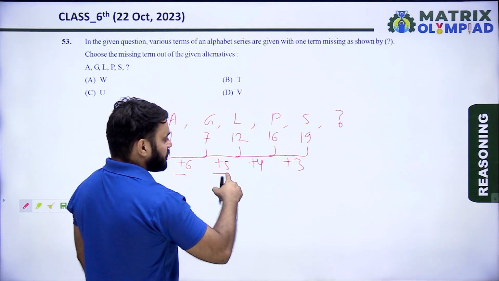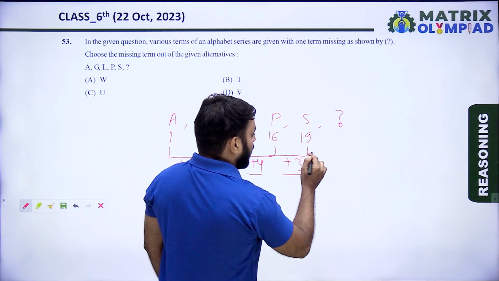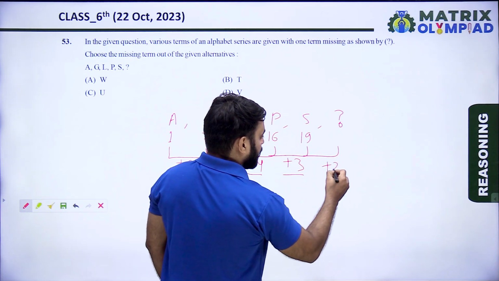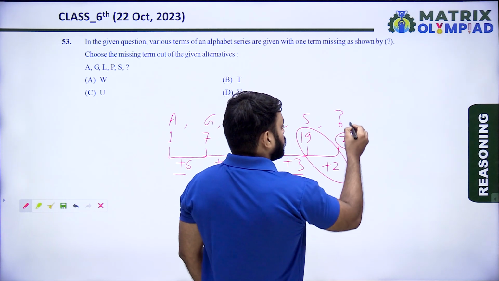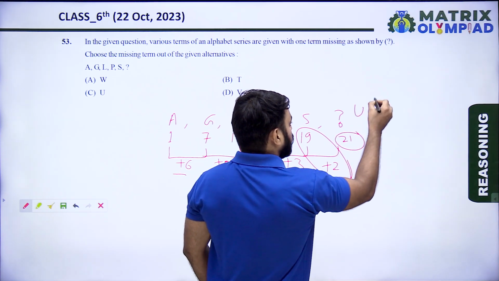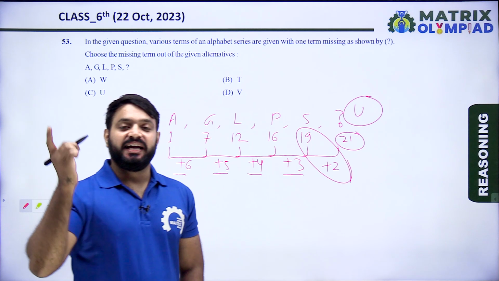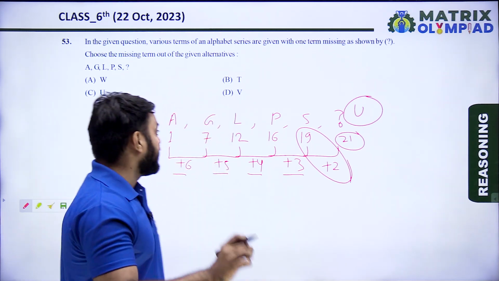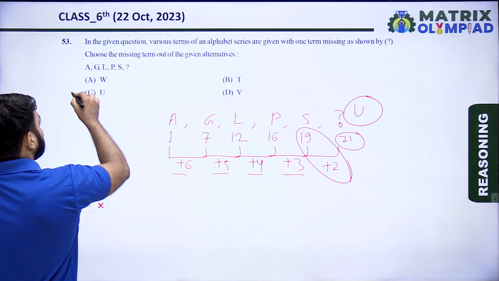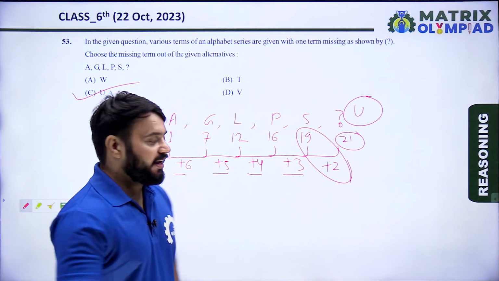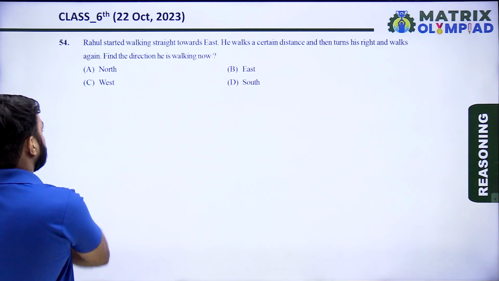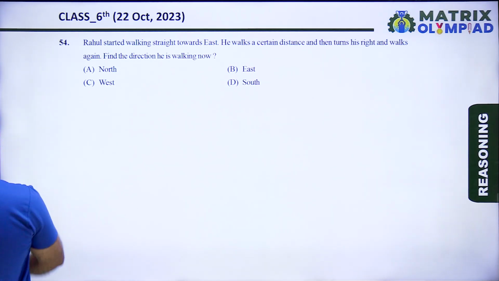So the pattern is plus 6, plus 5, plus 4, plus 3. Now plus 2: 19 plus 2 means 21. So 21 means U. So U is the next term of this series. So here option C is the correct answer. So let's move on to the next question. The next question is question number 54.